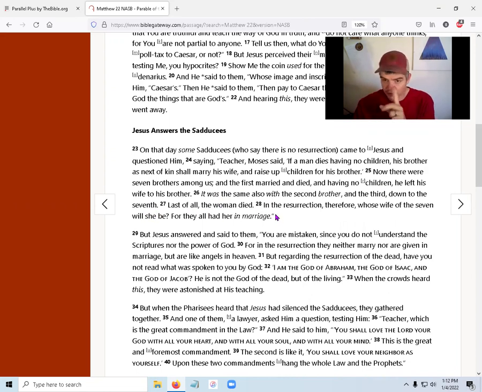And of course, Jesus goes on to say, you're mistaken, since you do not understand the scriptures nor the power of God. For in the resurrection, they neither marry nor are given in marriage. So Jesus says it doesn't matter because when we're resurrected, no marriage is going to happen. Marriage is until death do us part. After the resurrection, no marriage.